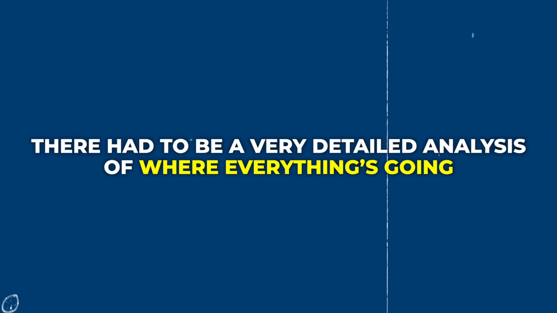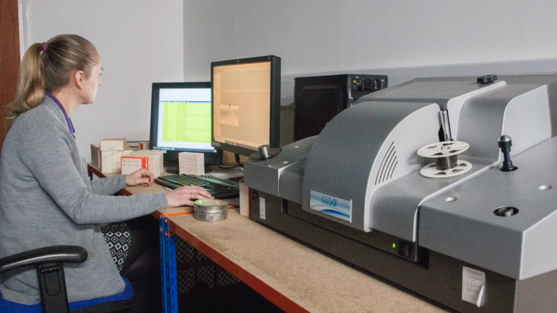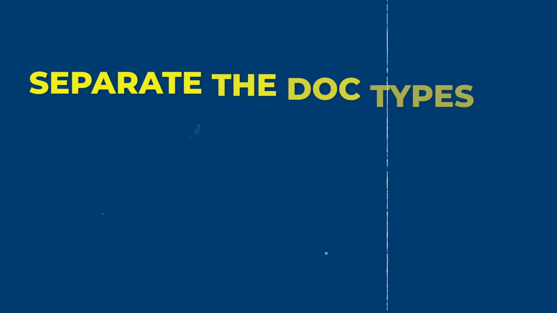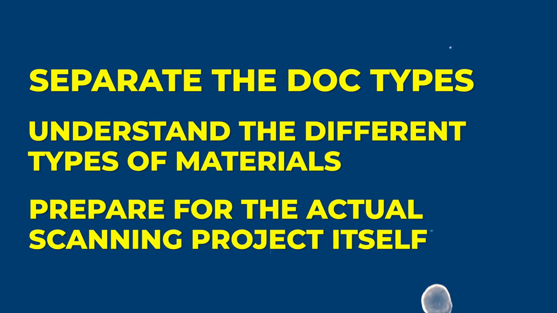Because of that, there had to be a very detailed analysis of where everything is going to go, because part of this is making sure that our production team, when we get the material, knows how to scan it, where to scan it, and what to do with it. These require different process flows of how to scan the microfilm, process it into a digital format, and get it to the right end location, the right type of deliverable. So a detailed analysis was required to separate the doc types, understand the different types of materials, and prepare for the actual scanning project itself.